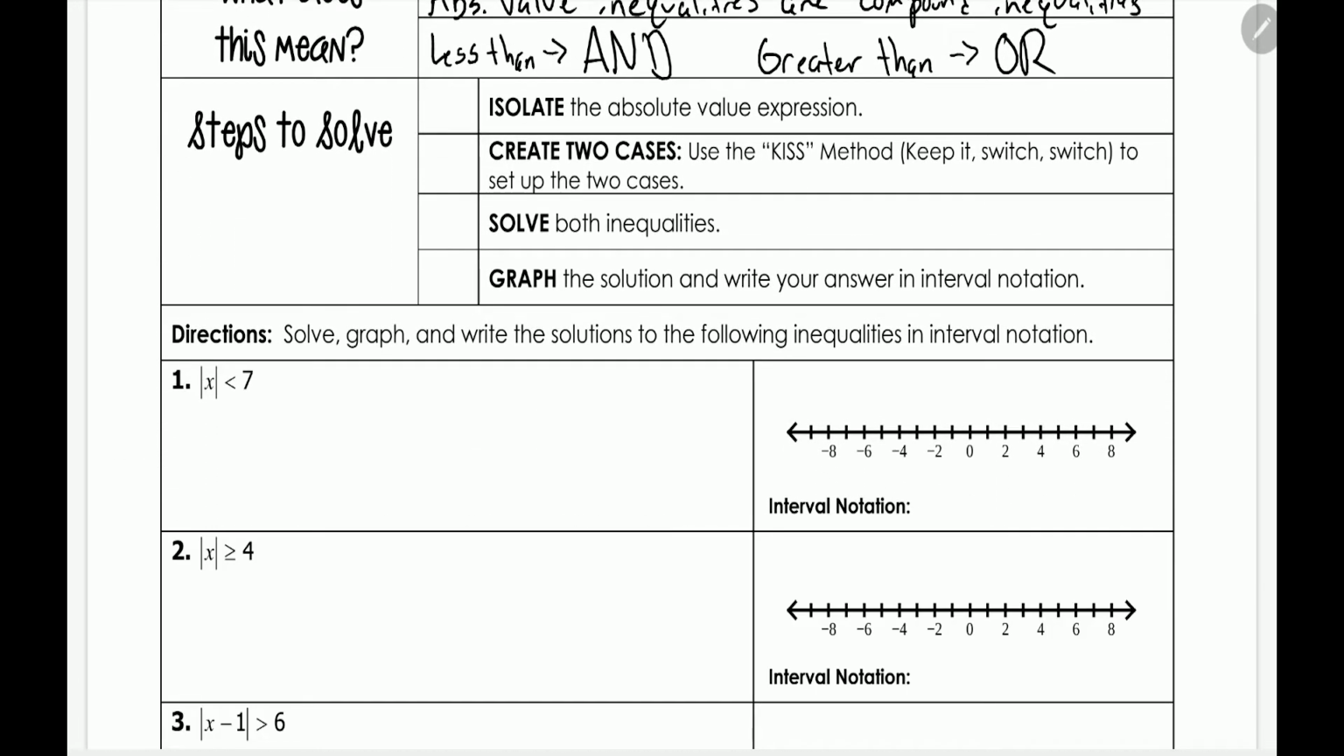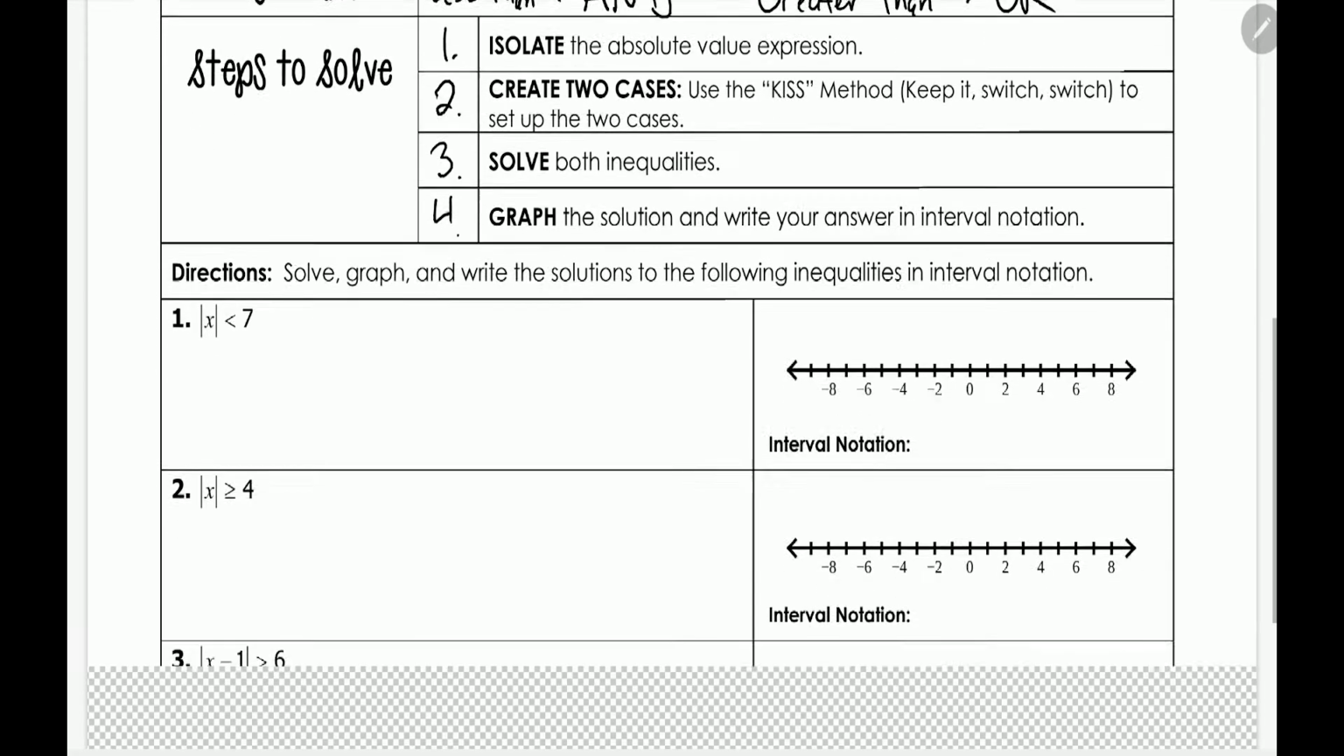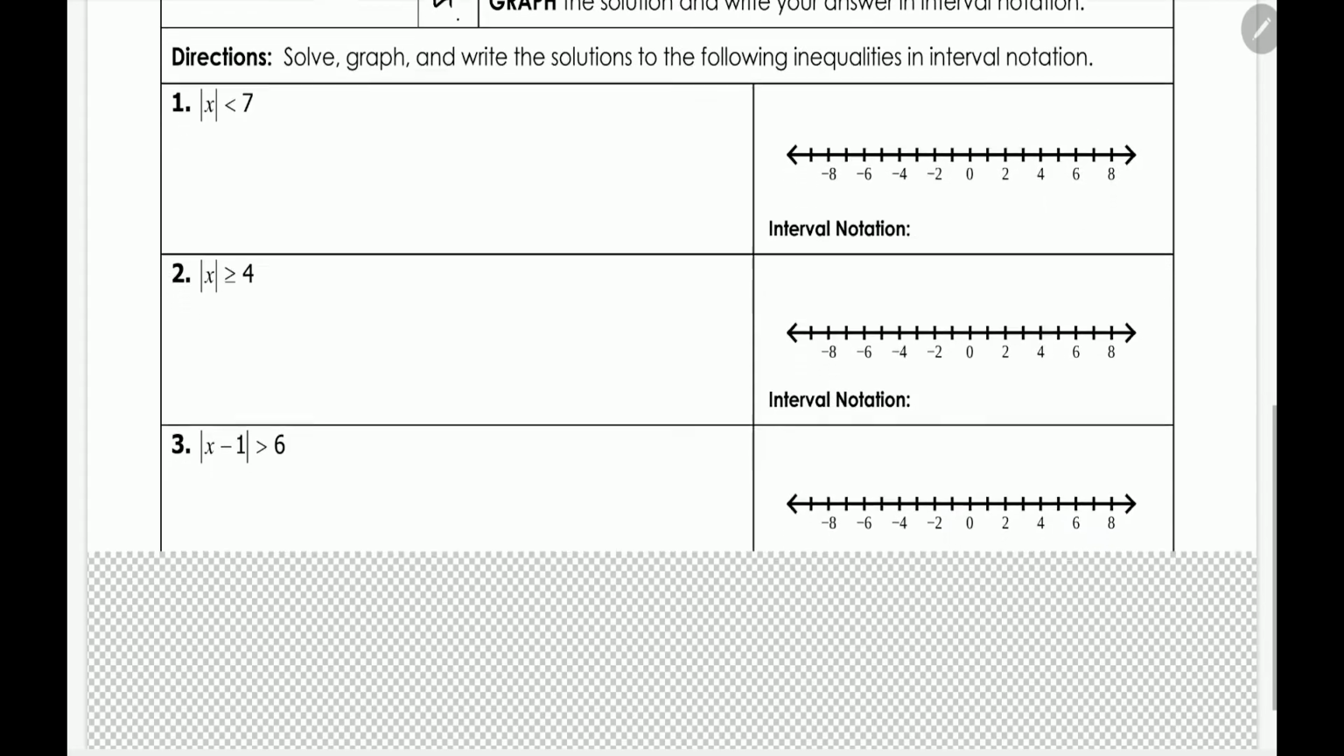So if you remember, in order to solve an absolute value equation or inequality, the first step is to isolate the absolute value expression. The second one is to create two cases. Use the KISS method, I guess. Keep it, switch, switch, to set up the two cases. The third one is solve both inequalities. And the fourth is to graph the solution, write your answer in interval notation.